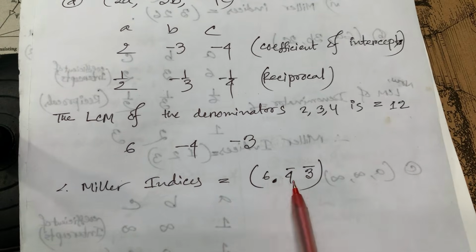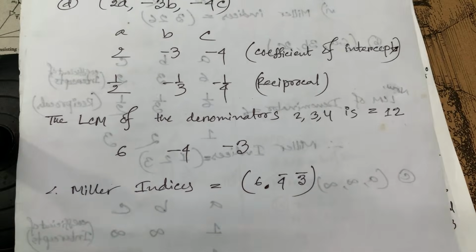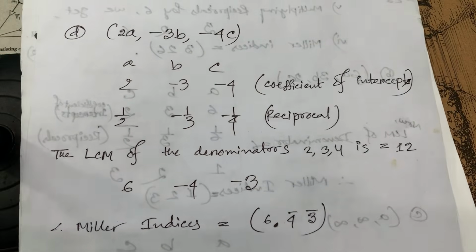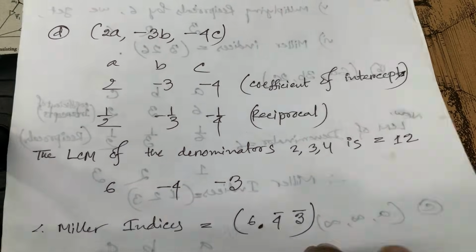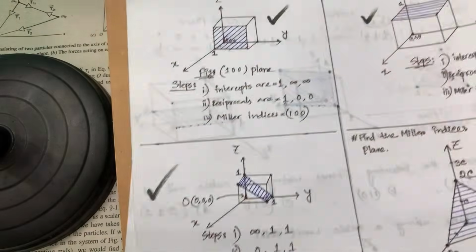Do not introduce a comma. Miller indices is always written in this manner without any commas. I hope you understand this one too. I already covered this in one of those videos, in great detail.